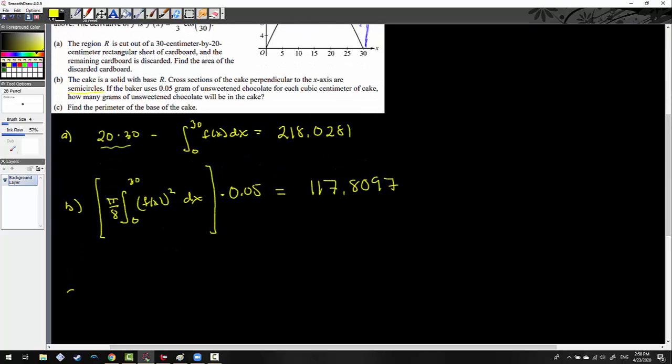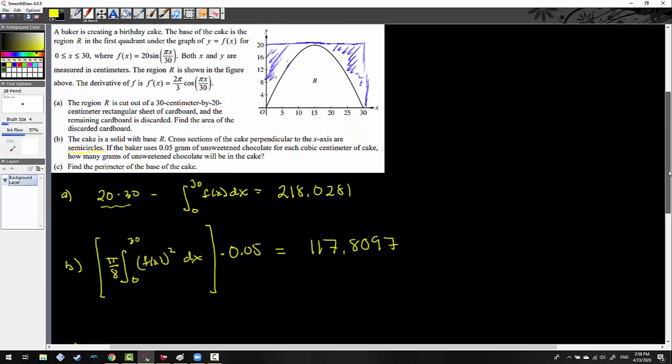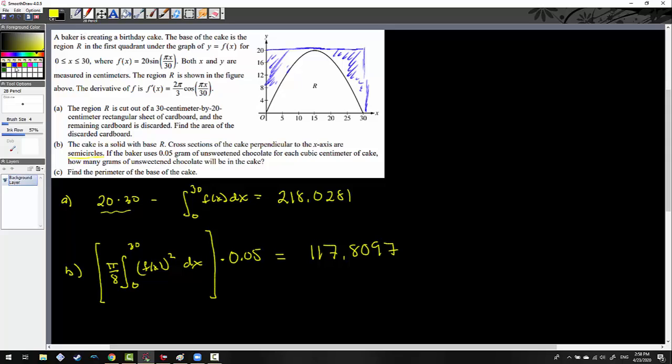And now we're going to find the perimeter of the base of the cake. So it seems like a pretty simple FRQ so far. The perimeter of the base of the cake is going to be, I'm going to color it in purple this time, all of this stuff here. It's going to be this whole arc right here. And then some, okay? I will go back to the and then some in just a second.